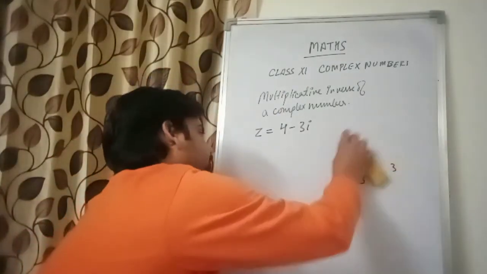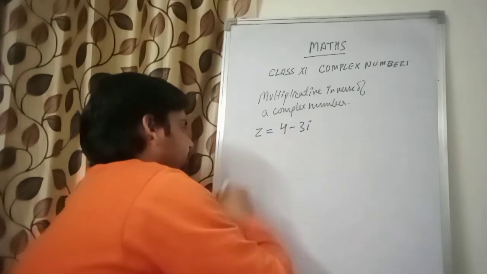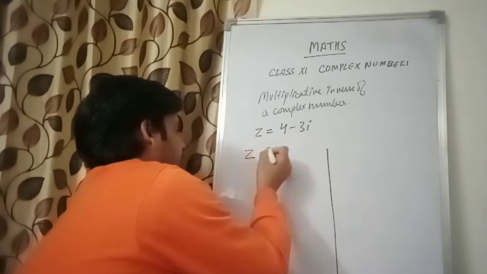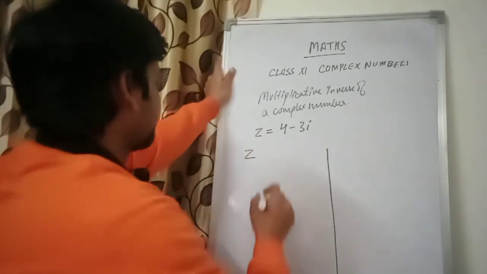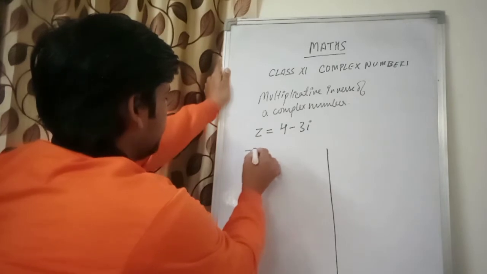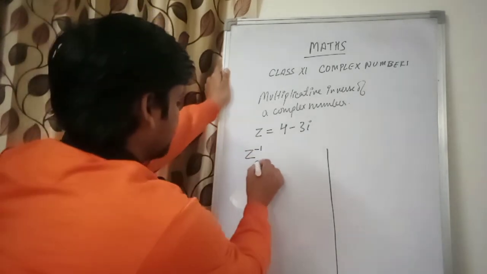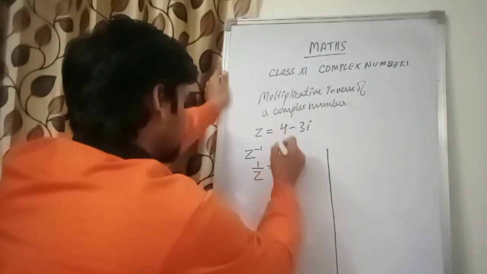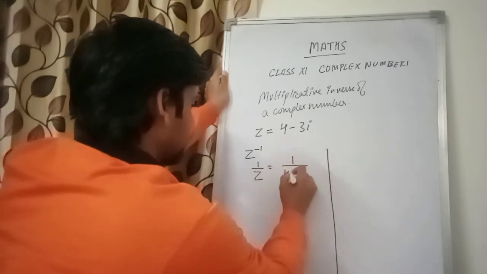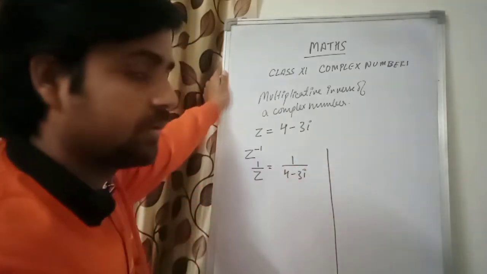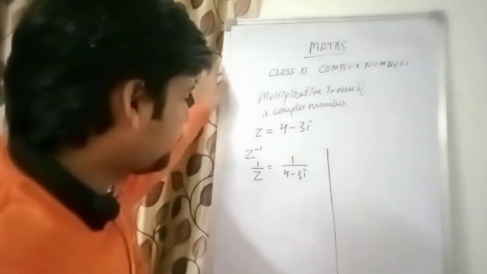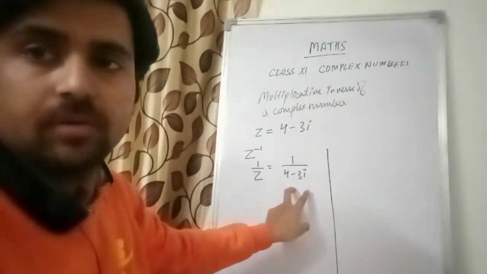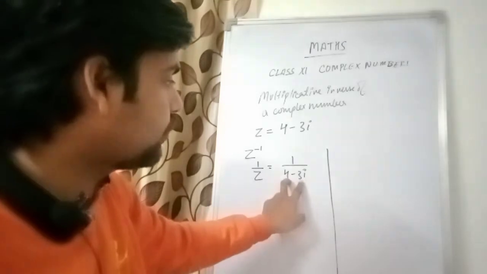So similarly here also, to find the multiplicative inverse of this z, can I say the multiplicative inverse of z is z to the power minus 1, or 1 by z? Fine. Now here, z is 4 minus 3i, so 1 by 4 minus 3i. The next step is that I have to try to remove this i from the denominator. So how do I do this?